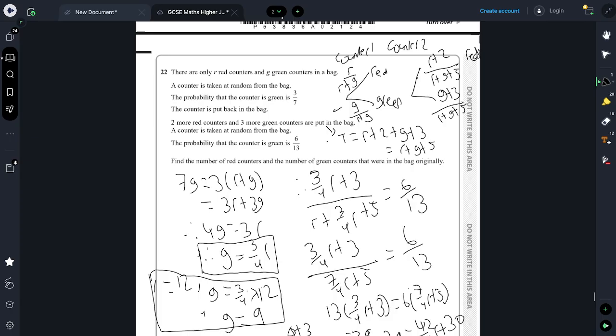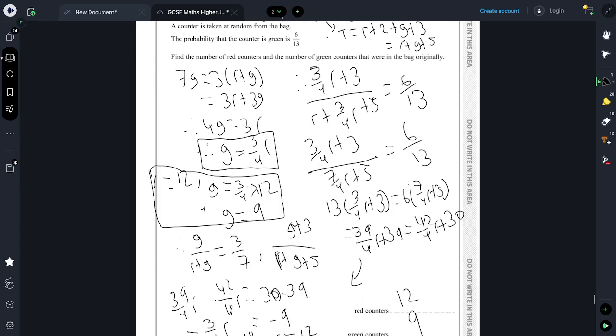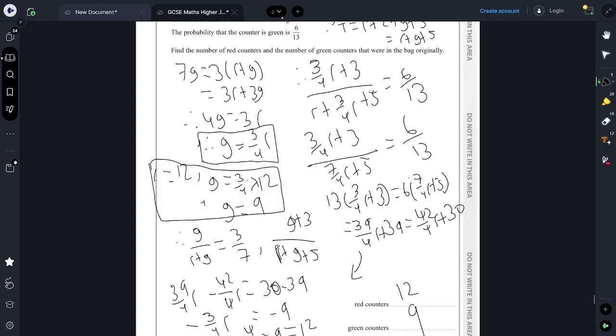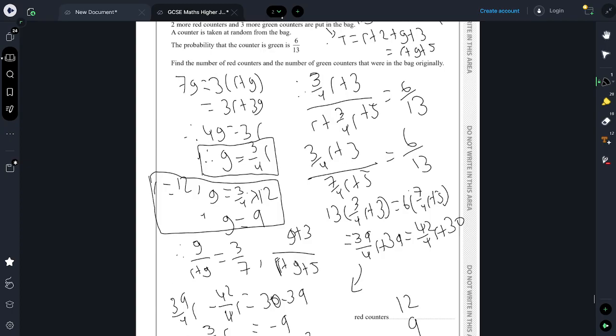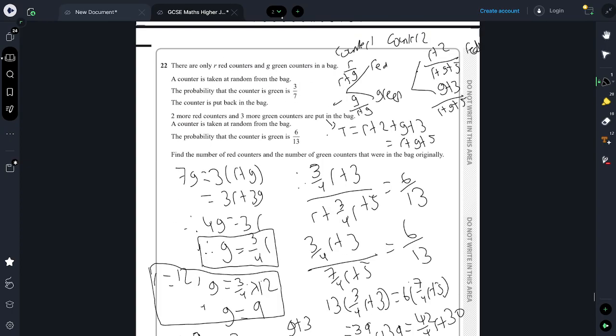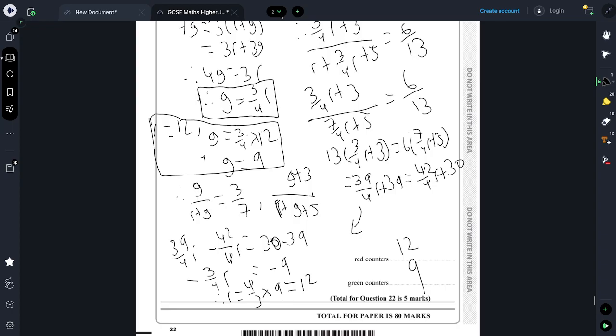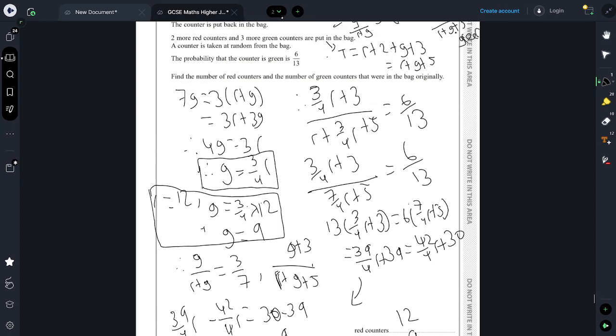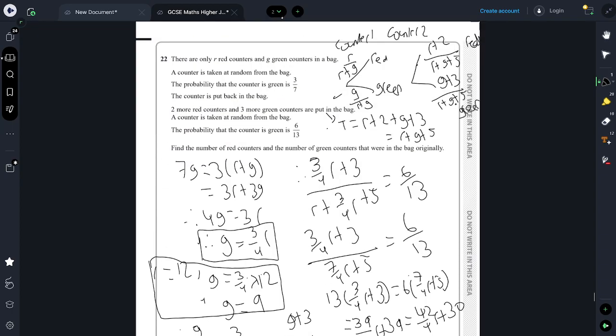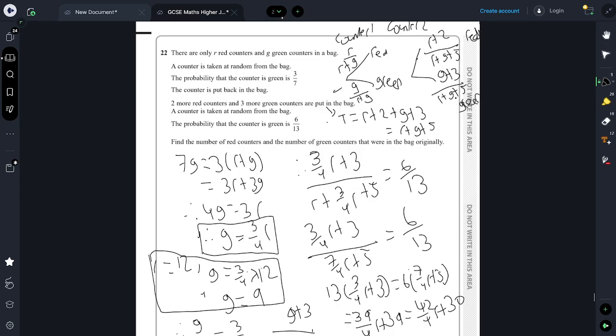So then it's saying that this probability, the first one, is 3 over 7. We equate this to 3 over 7, which we've done here: green over red plus green is 3 over 7. And then the second probability, in the second instance, the probability that this is green in the second counter is G plus 3 over R plus G plus 5. And that equals, what is it, 6 over 13. And so what you're doing is solving the equations, and that's what happens.